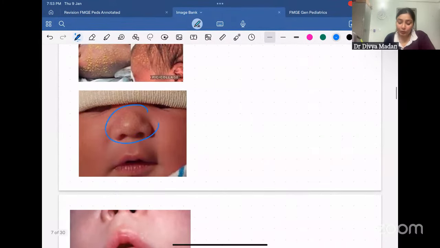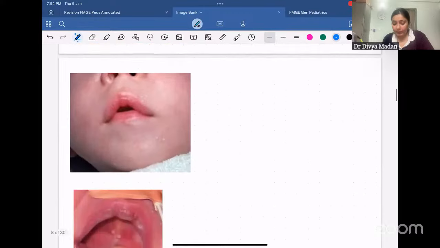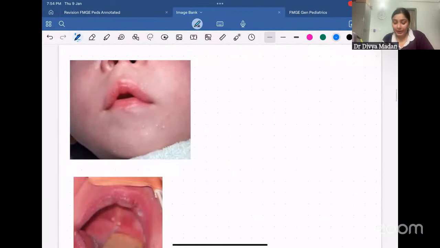Now look at the nose of the baby. Small white spots over the nose, right? This is nothing but sebaceous hyperplasia. Moving to the next image, can you again see pearly white lesions over the face, over the chin of the child? This is nothing but milia.